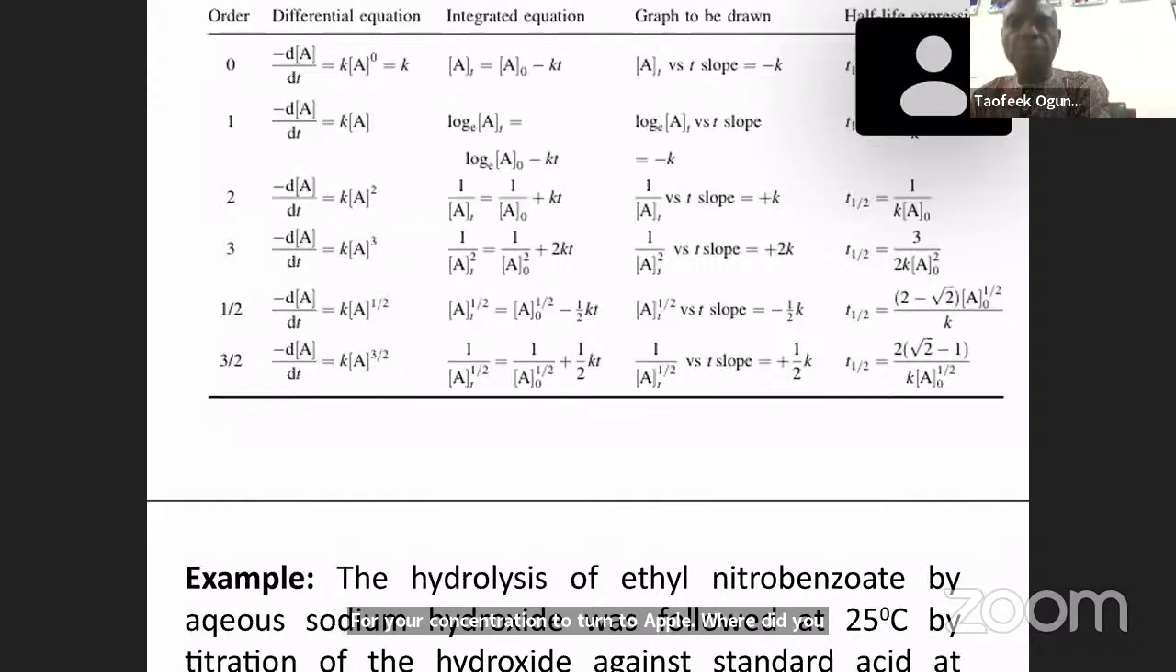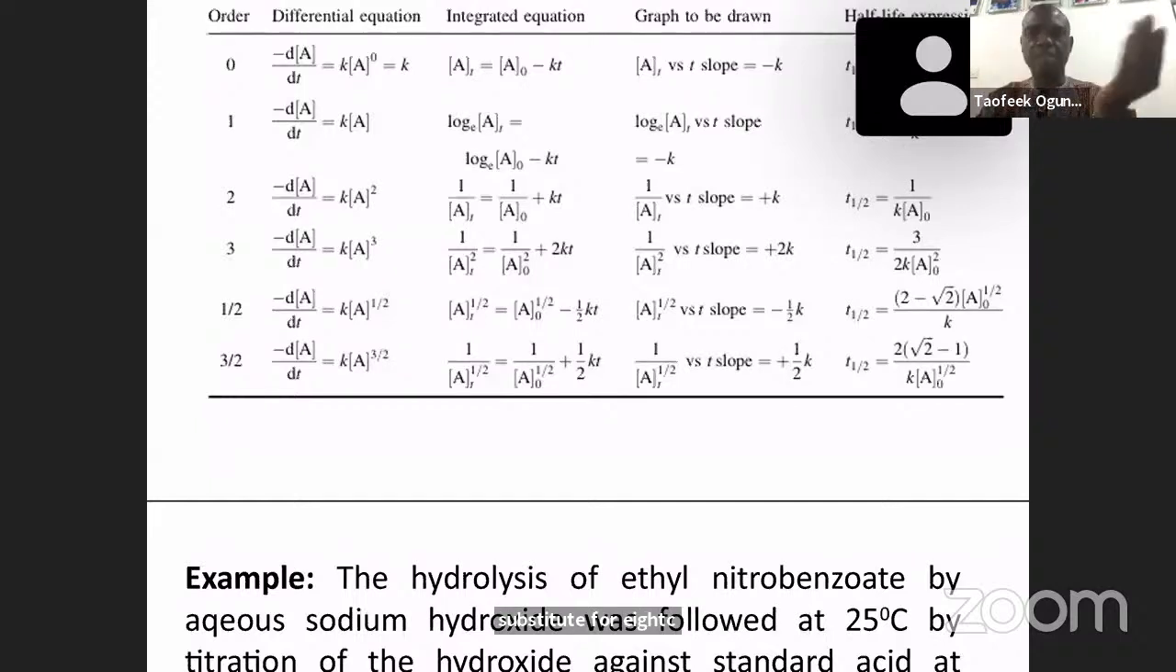If you're starting from A0, that means at half-life, your AT is going to be A0 divided by 2. That is how you get all this half-life. In your integrated rate equation, you substitute A0 divided by 2 for AT. That means you're not going to have any AT in that equation again.